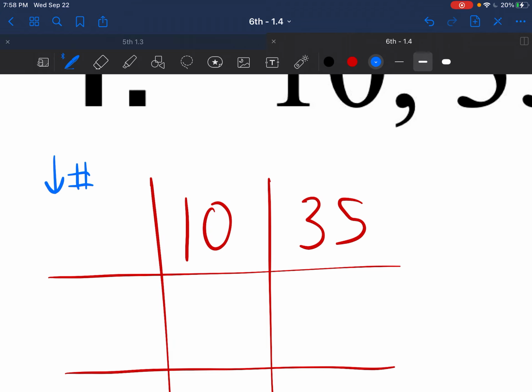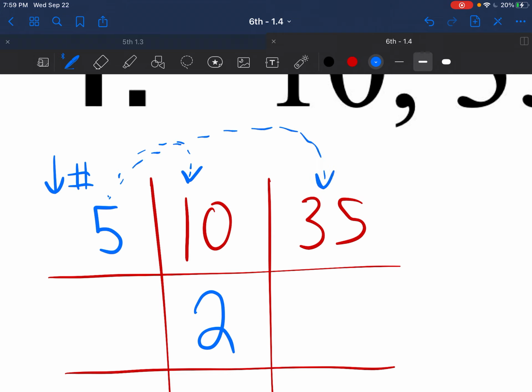Well, this is where knowing our multiplication comes in very handy. And I'm thinking of a number. What number can go into 10 and 35? Well, I'm thinking the number 5. Okay, so let's see. How many times does 5 go into 10? It goes 2 times, so I'm going to write it right below. I'm going to ask the next question, how many times does 5 go into 35? It goes into there 7 times, okay?